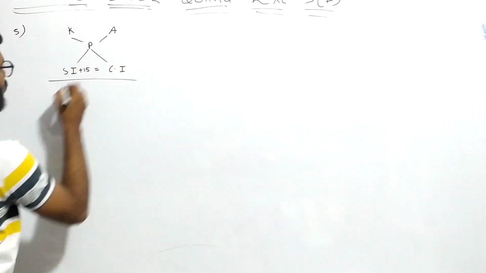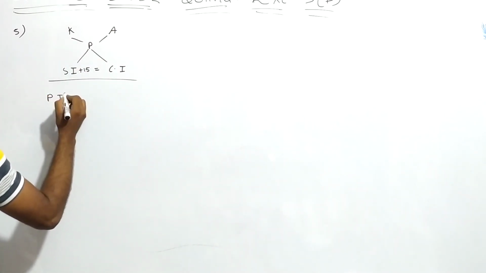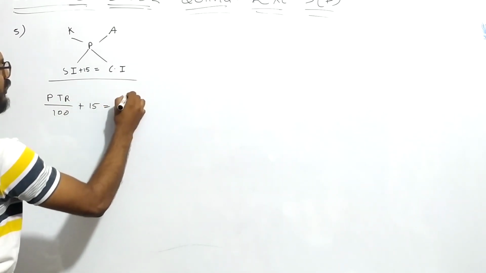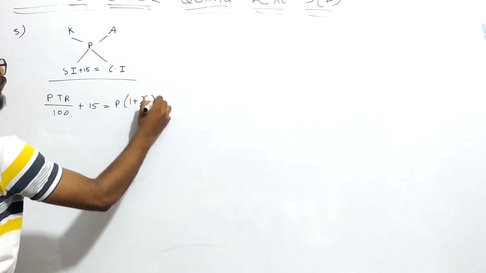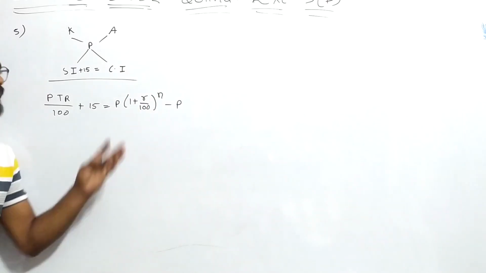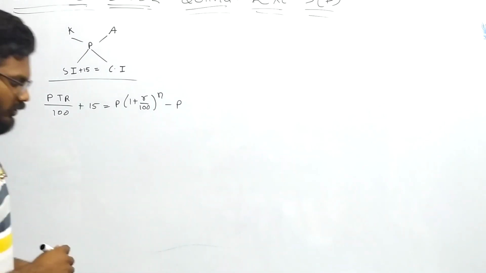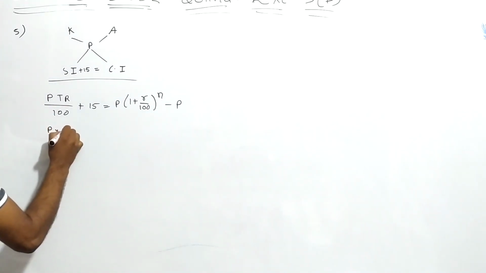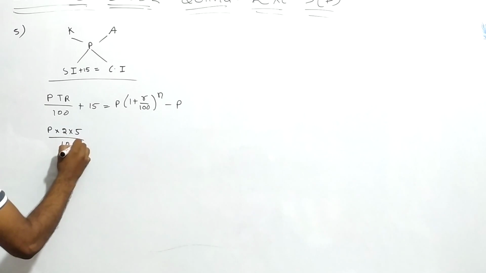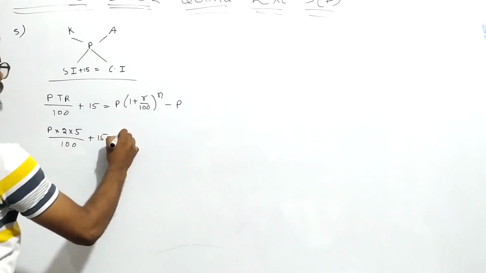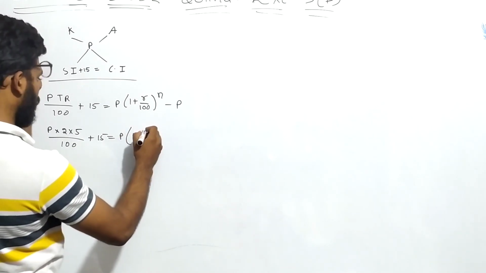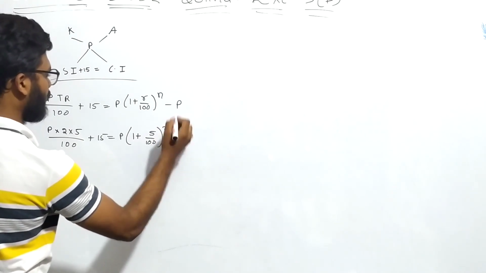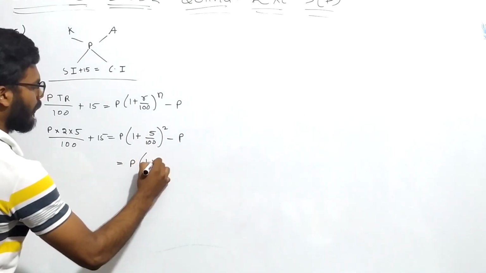So here we don't know the principal. So PTR by 100 plus 15 is equal to the compound interest. How much is it? P into (1 plus R by 100) whole power n minus principal. That is the compound interest, right? Amount minus principal is the compound interest. So here time is 2 years and rate of interest is 5. So P into 2 into 5 by 100 plus 15 is equal to P into (1 plus R by 100) whole square minus P. Here R is 5, right? And taking P common.